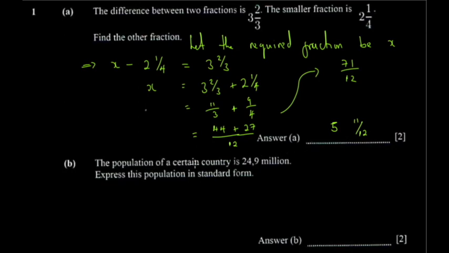And then this one says the population of a certain country is 24.9 million. Express this population in standard form. So the population here, you're told it's 24.9 million. So million means 10 to the power 6. Okay, so million is 10 to the power 6.